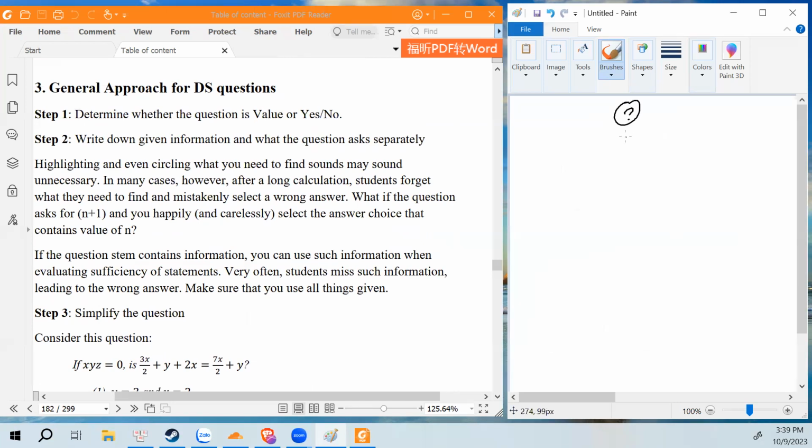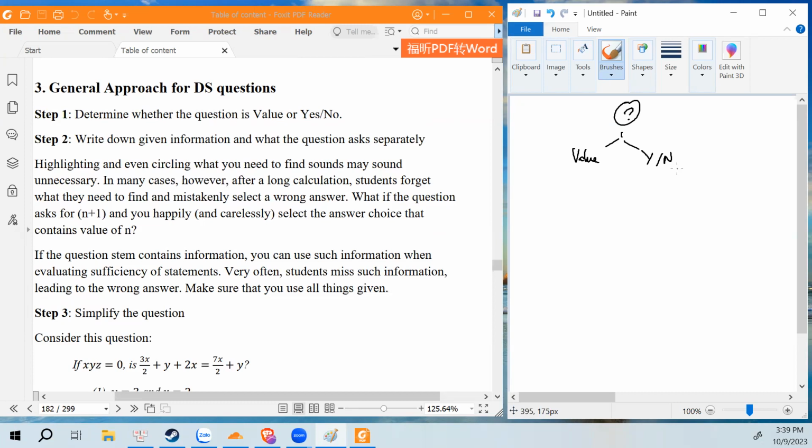Given the question, the first thing we want to do is to evaluate whether this is a value question or a yes/no question. The reason we need to do that is to figure out what it means to be sufficient. As I explained earlier, for a value question, it's sufficient when you have only one value for the quantity being asked. For yes/no questions, if you can always answer yes or always answer no, not maybe, then it is sufficient.